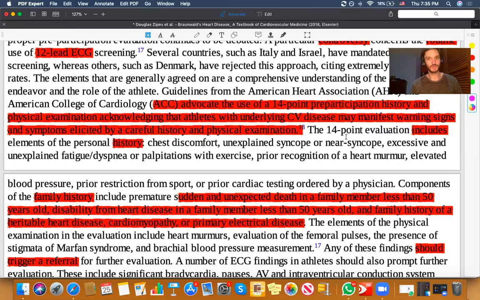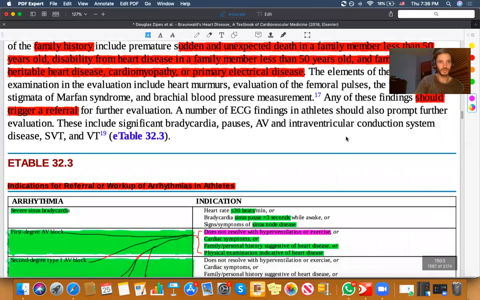It includes a history: chest discomfort, unexplained syncope or near syncope, excessive and unexplained fatigue, dyspnea, palpitations with exercise, prior recognition of a heart murmur, elevated blood pressure, any alteration which goes out of the norm, pay attention to it. Also, family history of sudden and unexpected death in family members less than 50 years old, usually first degree, and family history of heritable heart disease, cardiomyopathy, or primary electrical disease. These should be referred to the cardiologist.